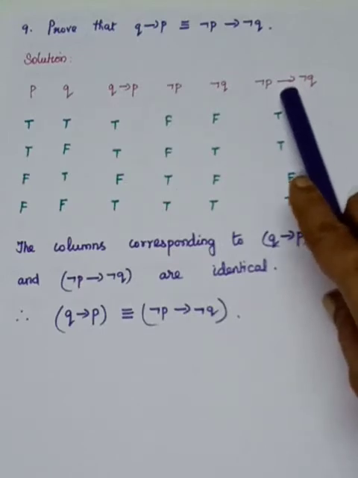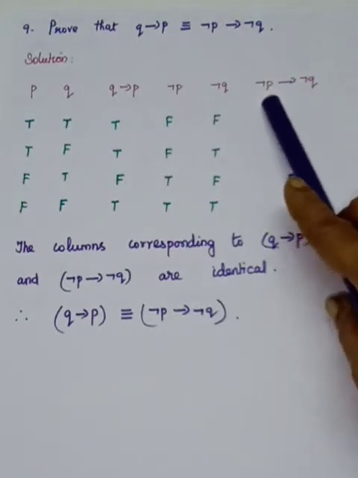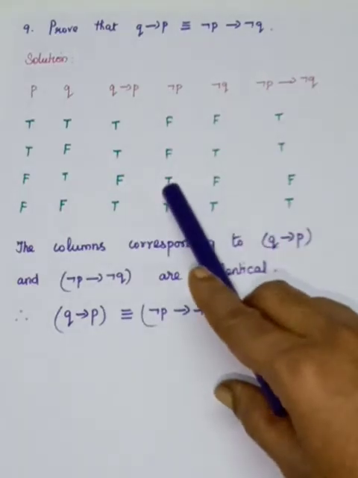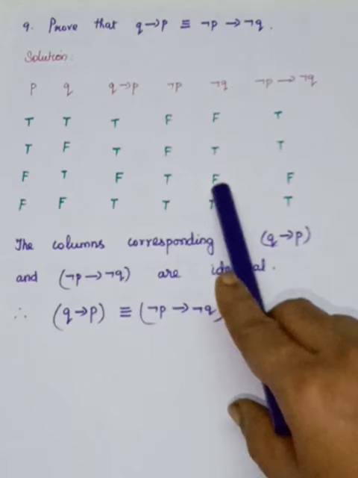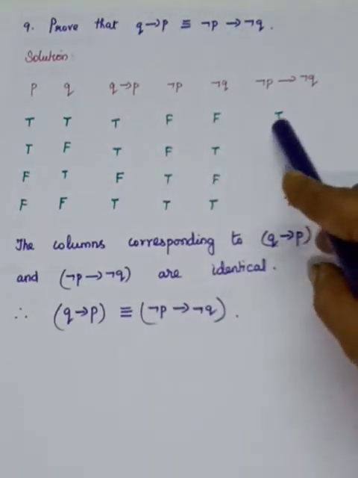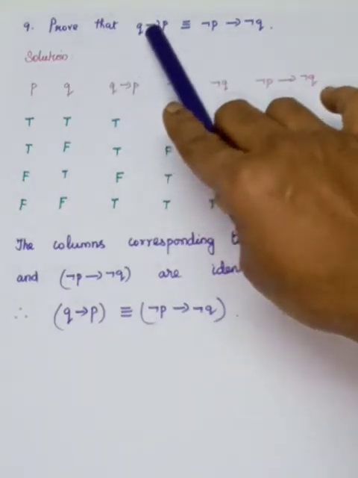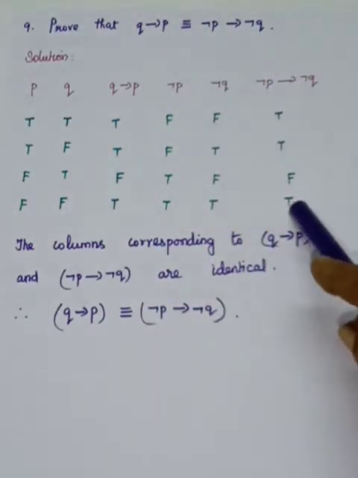For the conditional statement, you have to check only one condition: the first statement is true and the second statement is false. So the first one is true for these 2 cases, but only in the third row here you have false. So for this third row you have to write F. The other results are true.